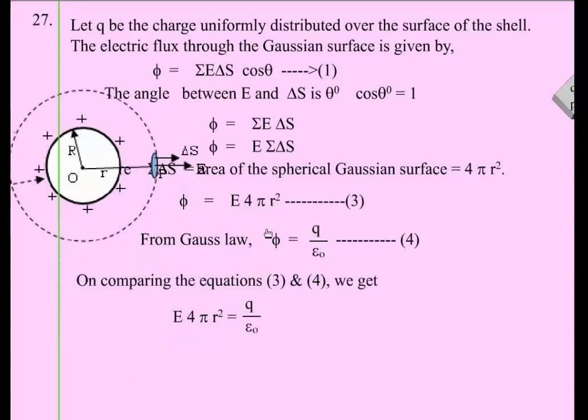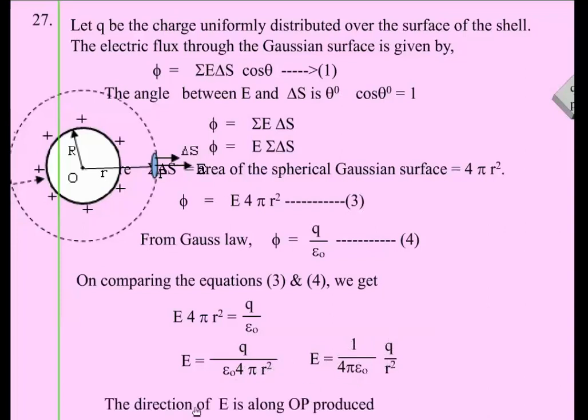E into 4 pi epsilon naught, 4 pi r square is equal to Q by epsilon naught. Cross multiply this 4 pi r square: E is equal to Q divided by epsilon naught into 4 pi r square. Modify 1 by 4 pi epsilon naught and Q by epsilon naught, Q by r square here. This is an expression for electric field at a point. The direction of E is along OP. Look here in this direction.